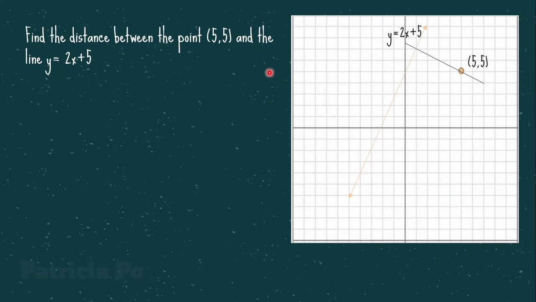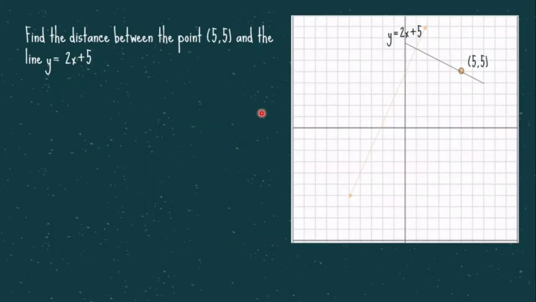I'm back again, and in this part of the video, I'll be showing you a different approach on how to solve for the distance of a point to a line. And in this part, I will be using the formula that was introduced to you earlier. So now, let's read our given. Find the distance between the point 5, 5 and the line y equals 2x plus 5.